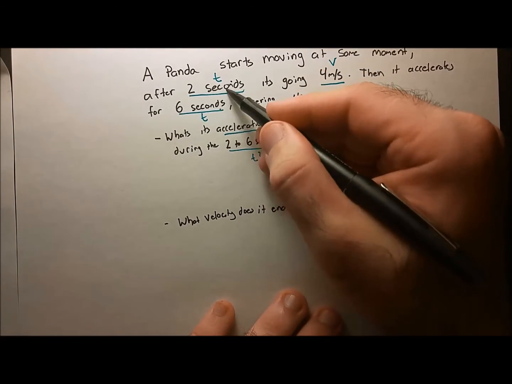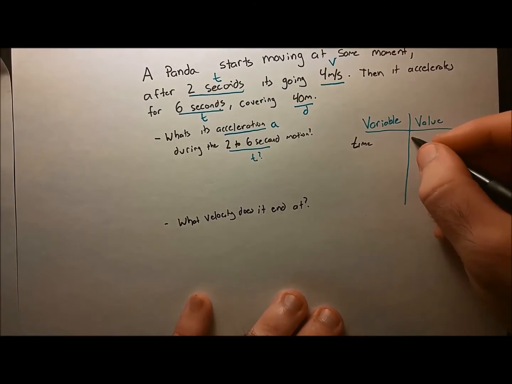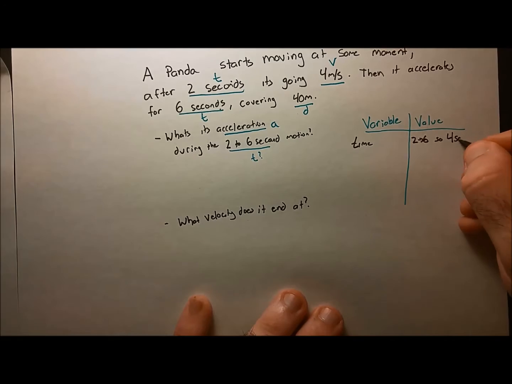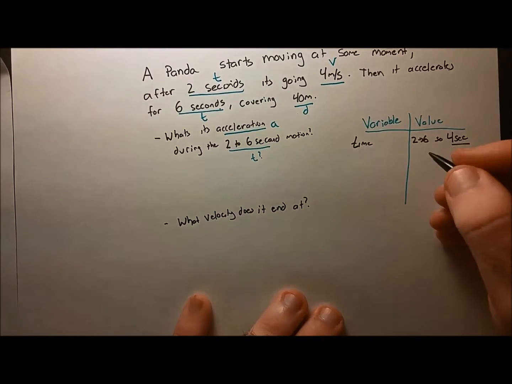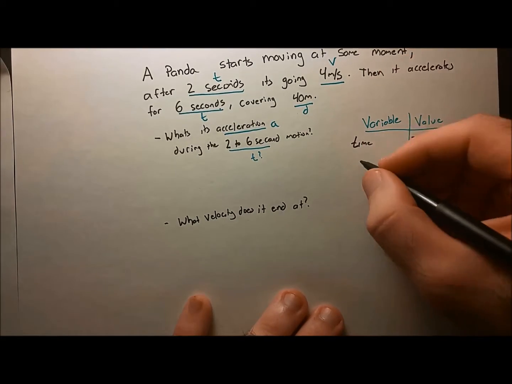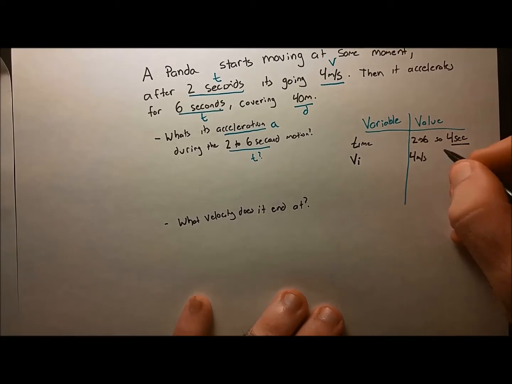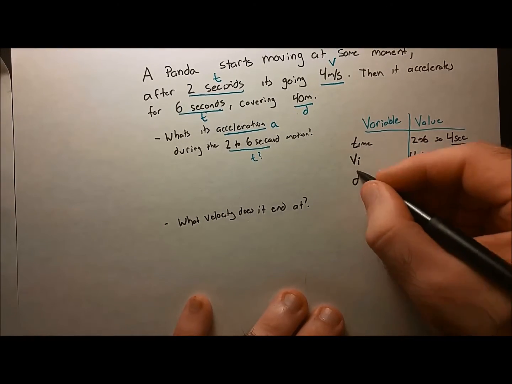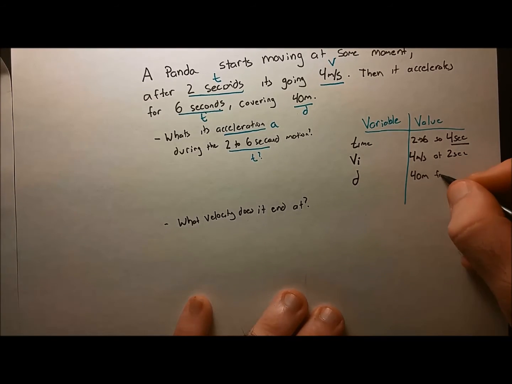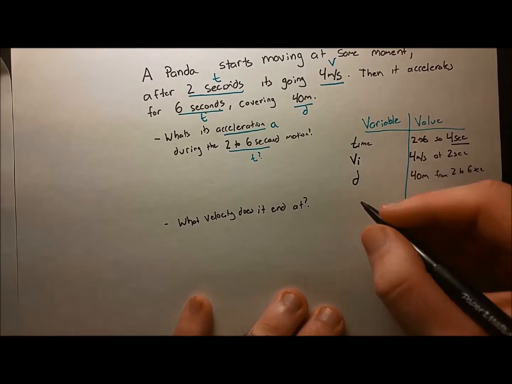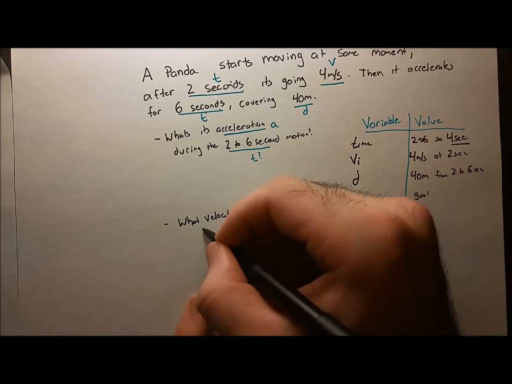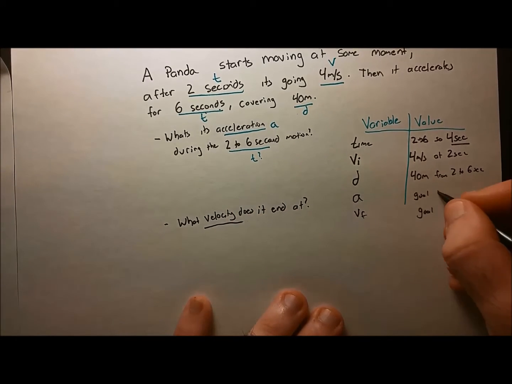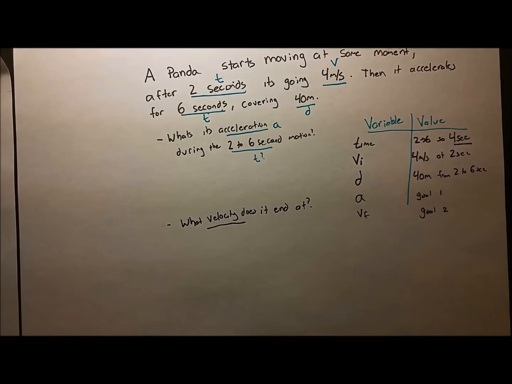Okay, I have 2 times here, but we're looking at the time period. So it's from 2 to 6 seconds, which means it's actually a difference of 4 seconds. So that's our time period. 4 meters per second is at the beginning of it. So it's going to be VI because it's 4 meters per second at the 2 seconds, which is the beginning of the 2 to 6 second sequence. Displacement's 40 meters because you're going 40 meters from 2 to 6 seconds. Acceleration is unknown. It's our goal. And our final velocity is our goal as well. So we label them goal 1, goal 2.